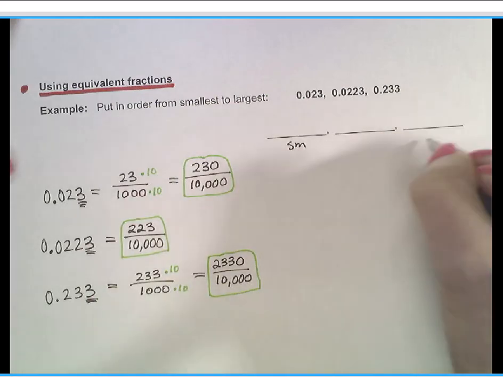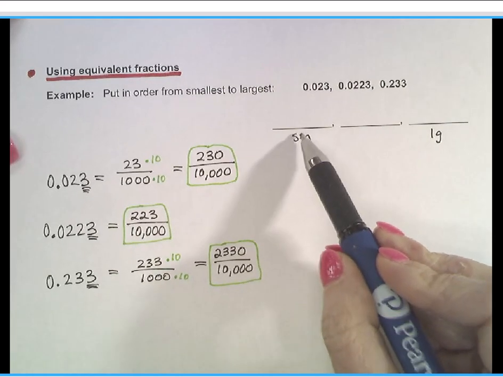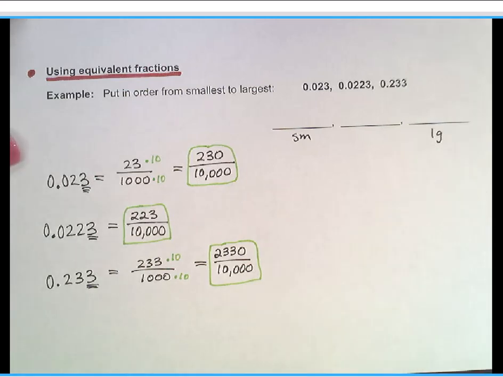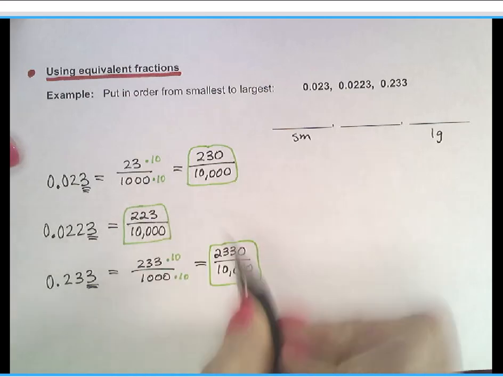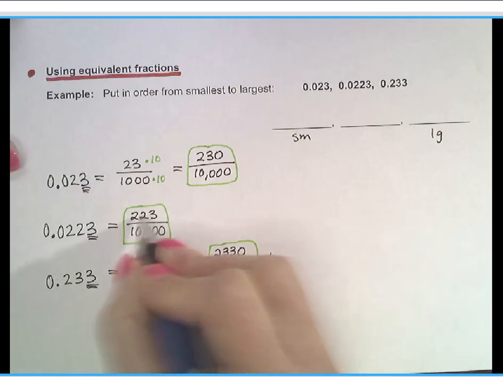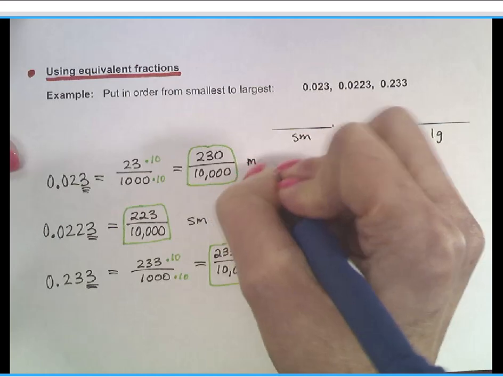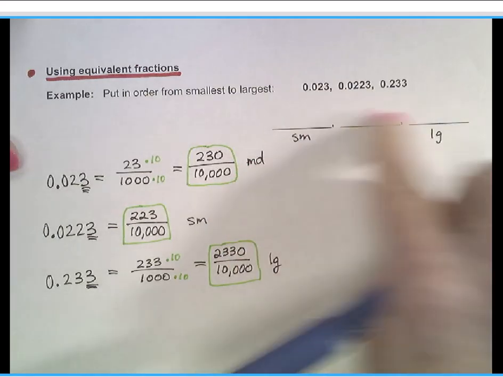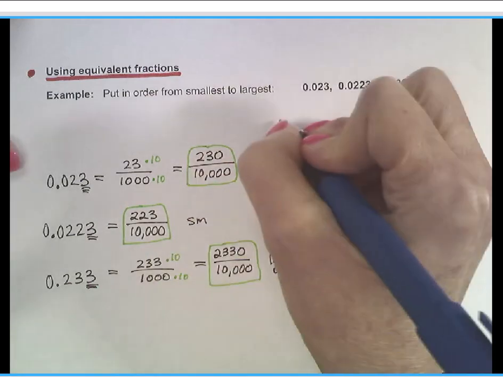All you have to do is compare which one has the smallest numerator, which one has the medium numerator, and which one has the largest numerator, because small is going to go here and large is going to go there. So 230, 223, 2,330, okay, this is the large one. 223 is smaller than 230, so that's small. And then this one would be the one in the middle. I'm not going to write the fractions in the blanks, I'm going to write the original decimals.